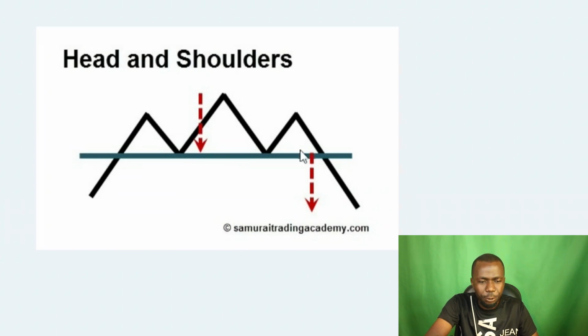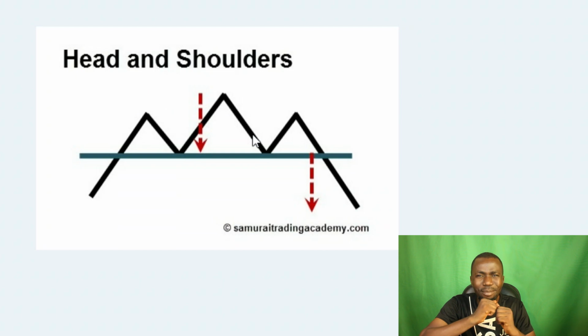So your entry should be at the break of the neckline. That will be your entry. It tells you that the trend has reversed. It tells you a break of structure. It tells you that the uptrend has come to an end and a new downtrend has begun because the buyers were not able to push the price higher, right? In the process of trying to push the price higher, the sellers step in and then push the price lower. So that is why the price couldn't break above the head, forming the head pattern.